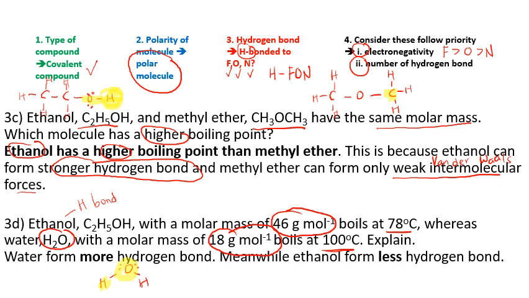Water also consists of hydrogen bond because we can see there is hydrogen bonded to the oxygen. In this case also hydrogen bonded to the oxygen, but why do they have different molecular mass and different boiling point? So in this case we are not going to compare the electronegativity because both are bonded to the oxygen. So we are going to focus on the number of hydrogen bonds. Since the question already lets us know water has higher boiling point, we can only mention that water will form more hydrogen bonds. Meanwhile, ethanol forms fewer hydrogen bonds.